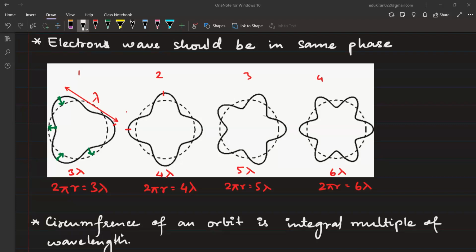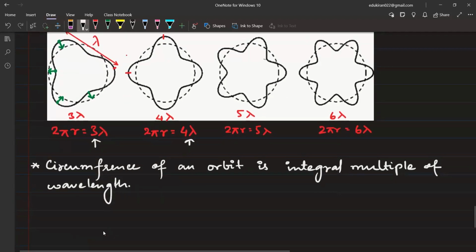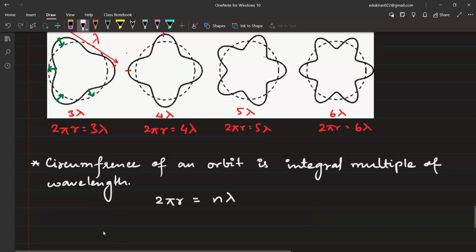And as you can see, for any orbit, it is either 3 lambda, 4 lambda, 5 lambda. 2.5 lambda will never come. Is that right? Yes or no? So that's the only meaning, that it is not going to be a decimal. It is going to be an integer: 1, 2, 3, 4, and so on. So from here we can write 2 pi r, depending on what shell you are in, will be equal to n lambda, and n is any number 1, 2, 3, 4.